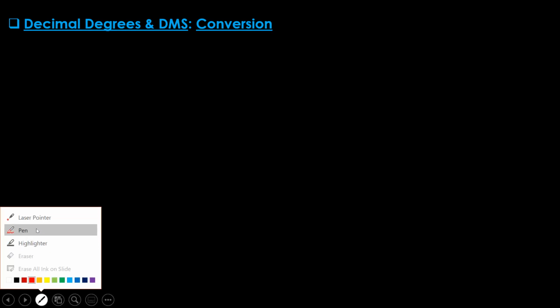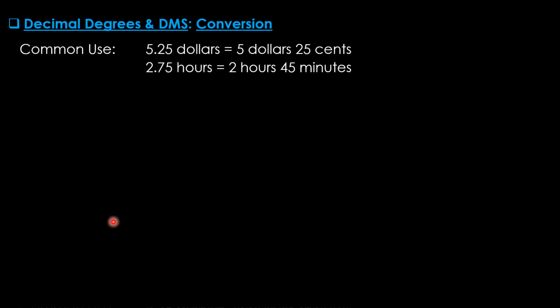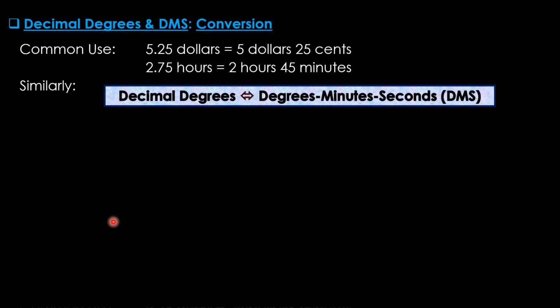Now decimal degrees and DMS conversions. We commonly use 5.25 dollars to mean 5 dollars and 25 cents, or 2.75 hours to mean 2 hours and 45 minutes. These are of very common use. Similarly, conversion between decimal degrees and degrees, minutes, seconds is also very similar. For example, convert 25.1025 degrees to DMS form.